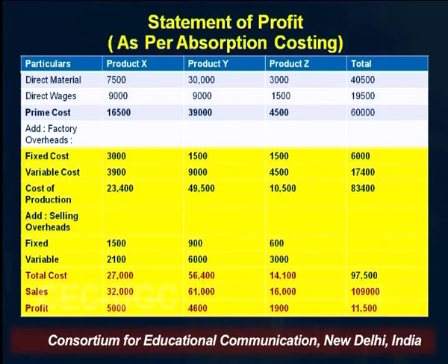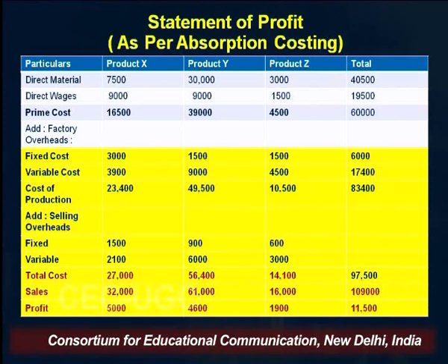Here I am not writing variable cost here and fixed cost later. What I am doing, I am writing fixed cost 3,000, variable cost 3,900, and we are making a total of it and calling it to be cost of production. So remember, you have to take up fixed as well as variable manufacturing cost because I am following absorption costing. So I have taken both fixed as well as variable manufacturing cost to arrive at cost of production.